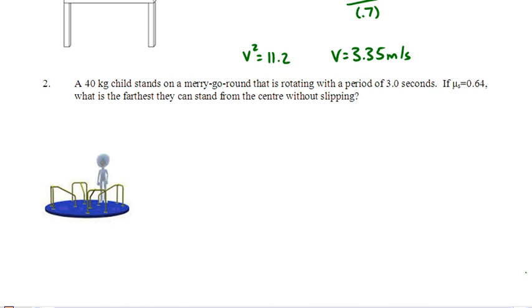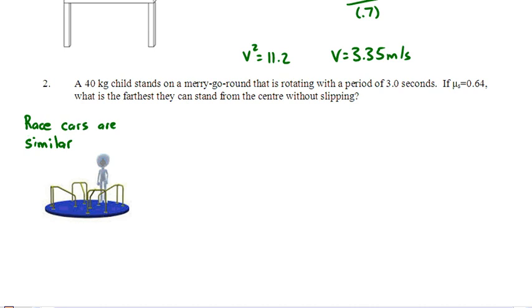This one is a merry-go-round question. Kids just standing there. Hopefully they've got some good shoes. Might be worth pointing out that race cars are exactly the same as this story here. So I'm going to put race cars are similar. So we're reviewing race car questions at the same time.